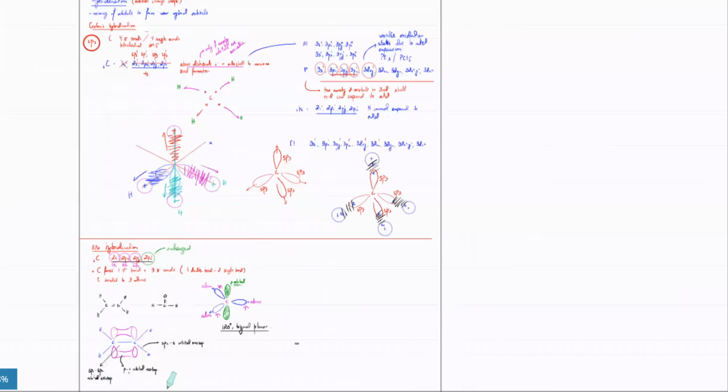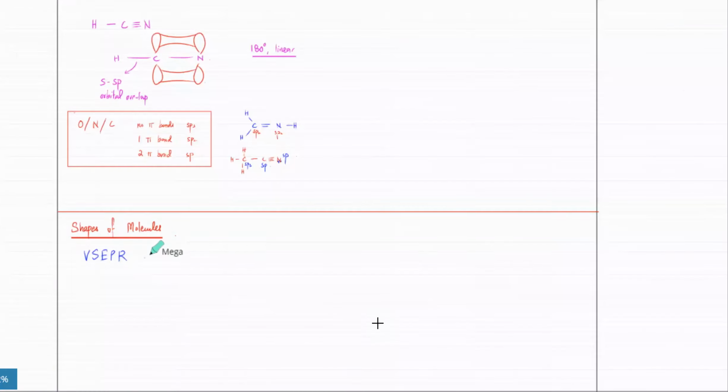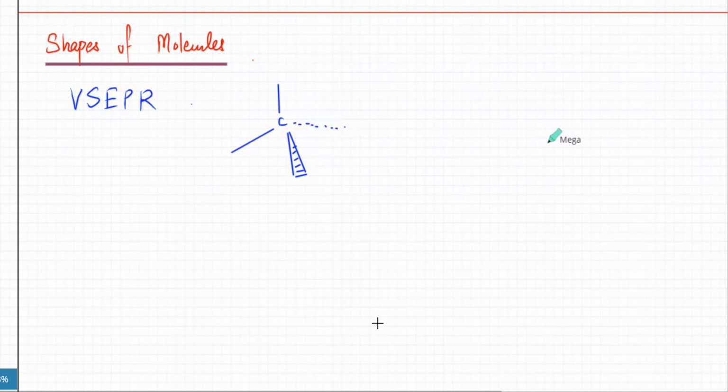Like if I draw this sp3 hybridized orbital, like this carbon atom that's making 4 bonds, or maybe I draw a simpler version. The idea is that bonds in a molecule just repel each other. So if you have a carbon atom that's making 4 bonds, then the arrangement of all the bonds in three dimensions is going to be tetrahedral.